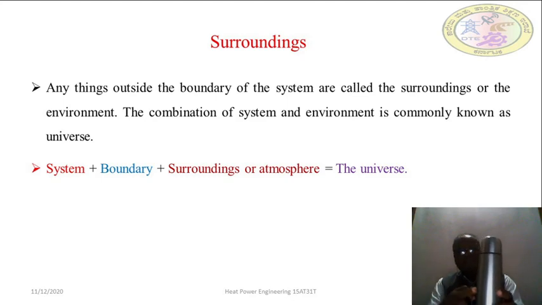If I consider this the system, then this will become the surrounding of the system. That monitor is the surrounding of the system. This keyboard is the surrounding of the system. It doesn't mean that the surroundings always have to be solid ones. There may be liquid ones or gas ones. Finally, the system plus boundary plus surroundings or atmosphere all together form the universe.